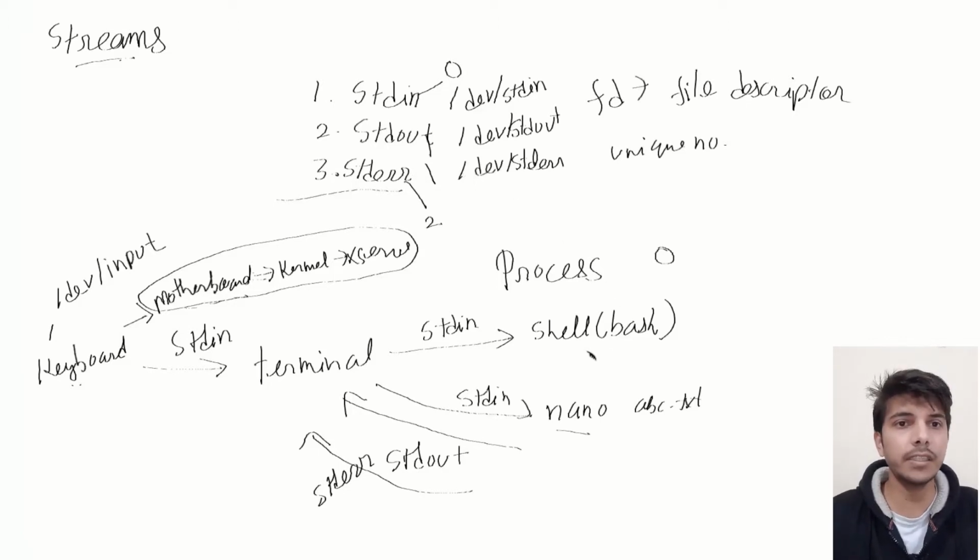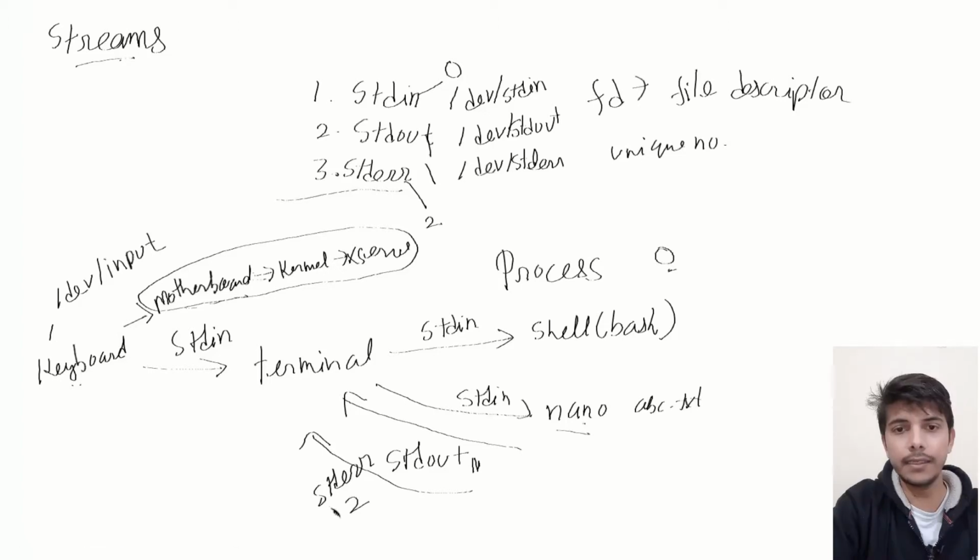So if the shell wants to use the standard input stream, then it will use the 0 file descriptor. And let's say that nano wants to give the output to the terminal, then it will use the 1 file descriptor. Similarly, if it wants to give the error stream, then it will use the file descriptor 2.